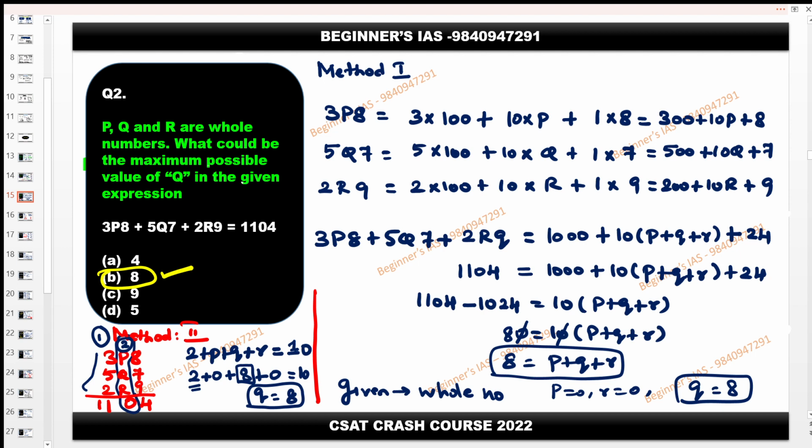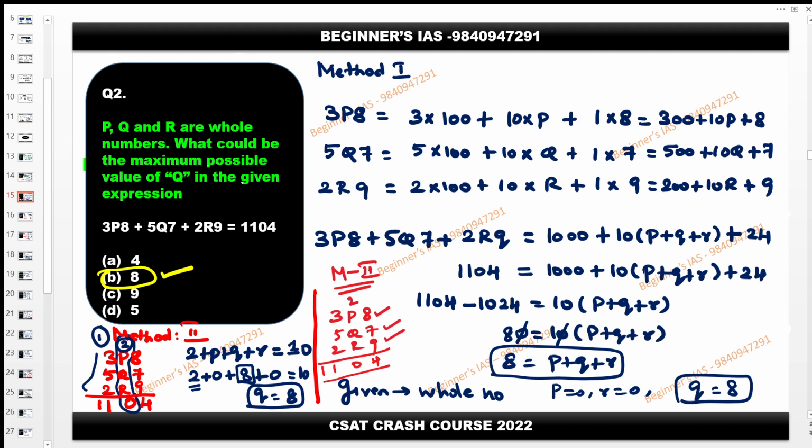Let me tell you the simple method to solve this question. Method 1. First of all, take your time to read this question. Then we will go with method 2. We need to identify the maximum possible value of Q in the given expression. Here 3P8, then 5Q7, then 2R9. It gives you the resultant 1104. Obviously here, if you add 15 and 24, it carries 2.